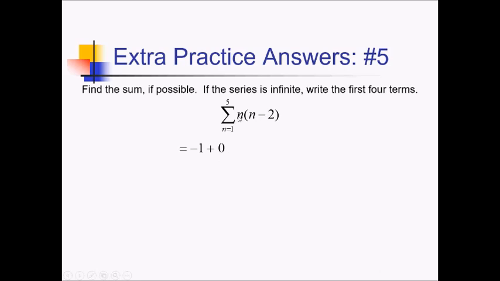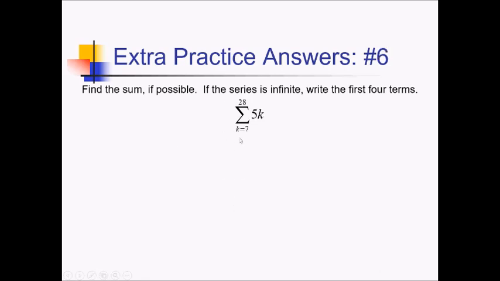Then I've got 3 times 3 minus 2. That's 3 times 1, which is 3. Then we have 4 times 4 minus 2. That's 4 times 2, which is 8. And then finally, we have 5 times 5 minus 2. 5 times 3 gives us 15. Adding all that together, we've got, let's see, this is -1, 3 comes out to 2, plus 8 is 10, plus another 15 gives us a grand total of 25.